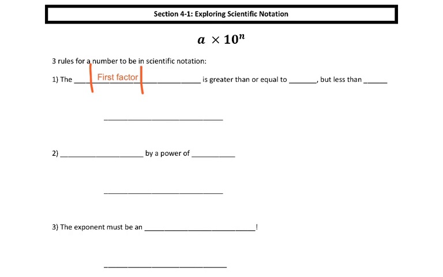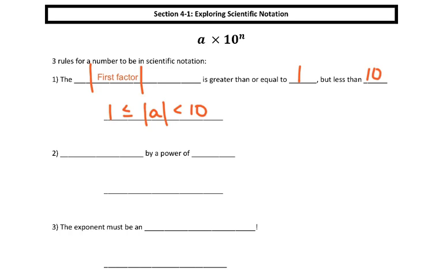Remember, those bars mean absolute value. The first factor up here is this a. So the absolute value of a has to be greater than or equal to 1, but less than 10. We can write that a little bit more mathematically: 1 is less than or equal to the absolute value of a, which is less than 10. So it can't be equal to 10. It has to be less than 10.